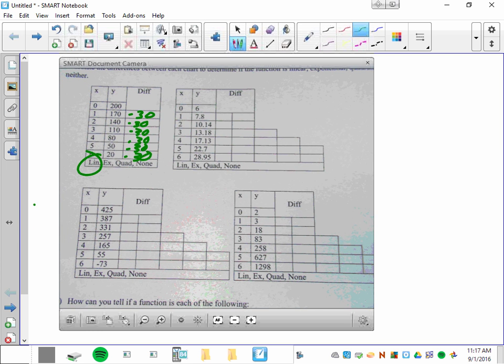Okay, so down here, question number 1, how do you tell if a function is each of the following? How do you tell if it's linear? Constant first difference. So the answer to the first part of question 1, linear has a constant first difference. How is it negative 30? Each one drops by 30. 200 minus 30 is 170. 170 minus 30 is 140.